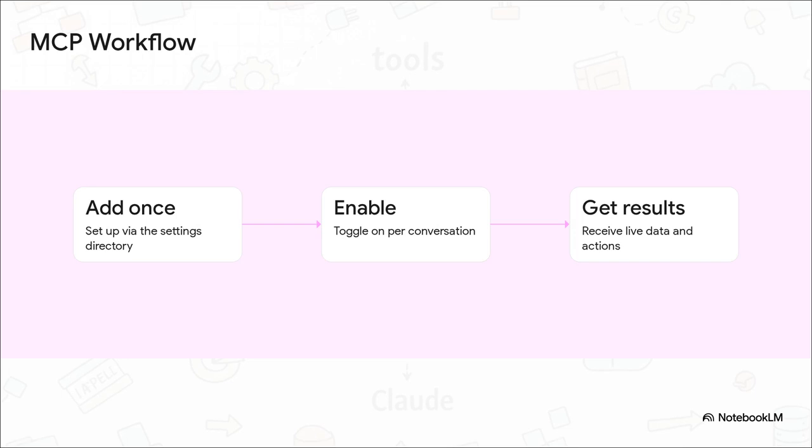Integrating this into your daily workflow is super easy. It's essentially just a 3-step process. Step 1, you add the connector once in your settings. Easy enough. Step 2, you enable it per conversation. You'll actually see a little plus menu right at the bottom left of your chat where you can just toggle it on. And step 3, you get live results.